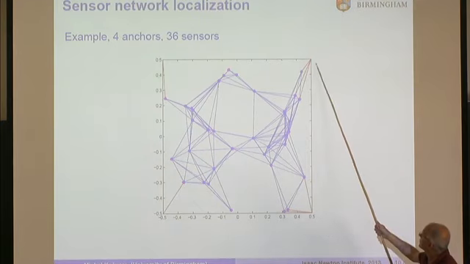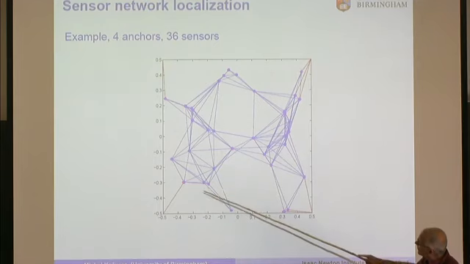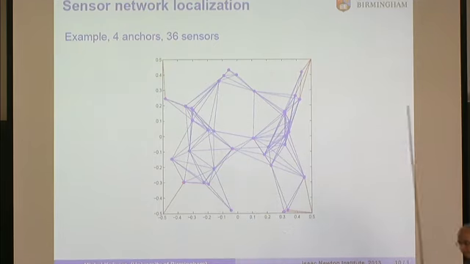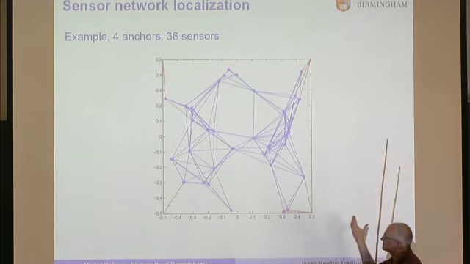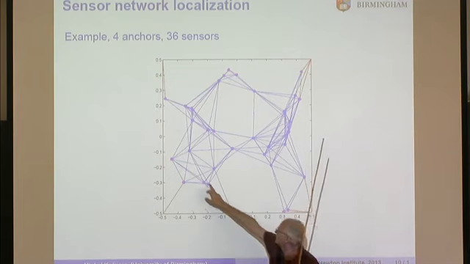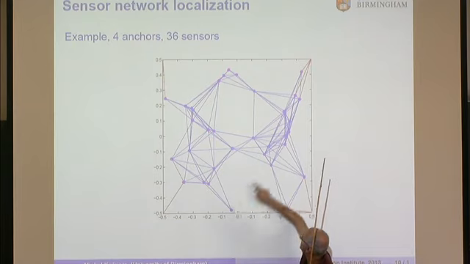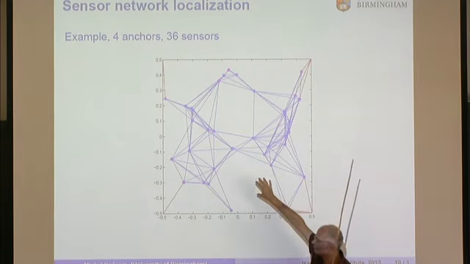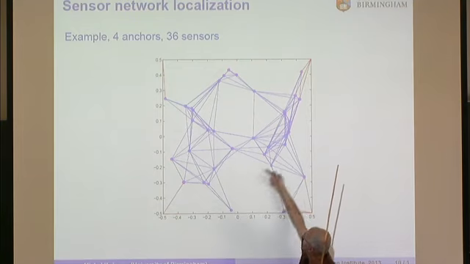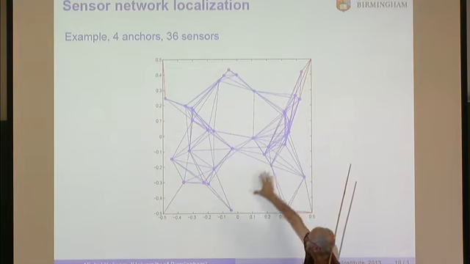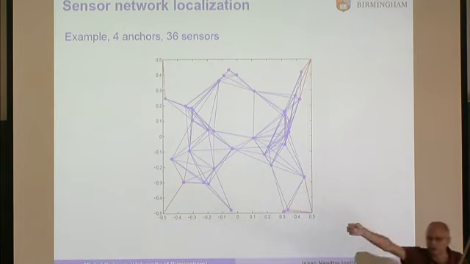So we do know the position of the anchors, and we do know the distance between some of the sensors, some of the nodes, but only those which are, say, close enough. I do know the distance between these two, but I don't know the distance between these two. So the blue lines, those are the known distances, but I don't know what is the distance there because they are too far. They can't communicate. The signal is too weak.